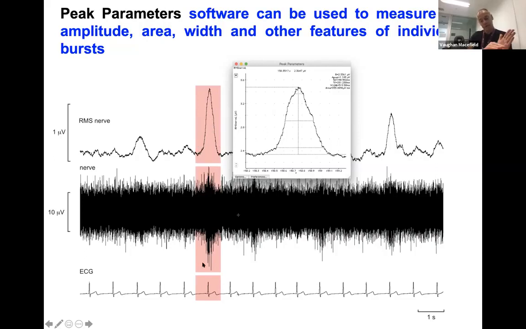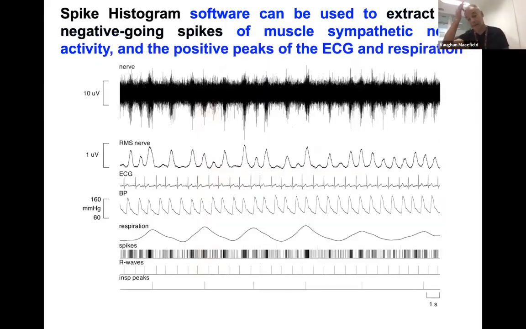And then we can write a macro to jump from R wave to R wave and use peak parameters just to measure bursts. So here there's no burst, so you get very small amplitude signals. But here we've got a well-defined burst, and we can measure the amplitude, the area, the width, rise time, fall time, anything that we like. And we can add that to the data pad. We can set that up to just automatically add to the data pad.